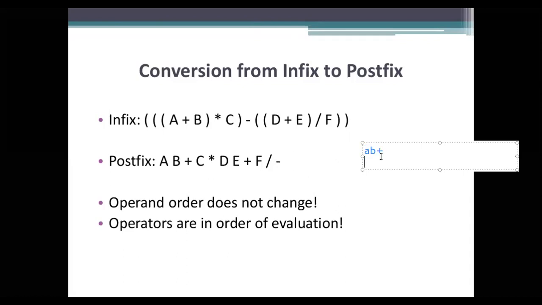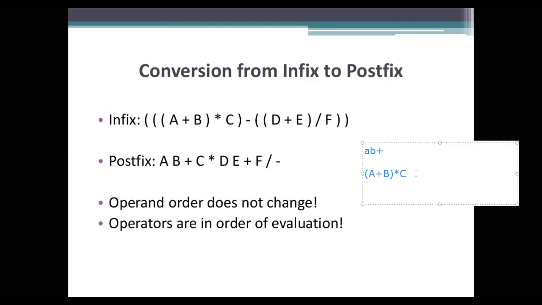Now, what if there is a complicated expression? Like let's just take this one, A plus B into C. Let me just put brackets here. So we will first calculate this one, A plus B, and then we'll multiply with C, right? In this case, the rule is again the same, that we will put the operands first and the sign later. So if I apply it in this part, A plus B, it becomes AB plus.